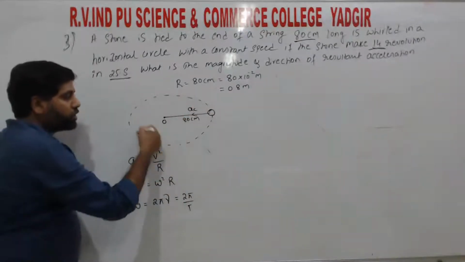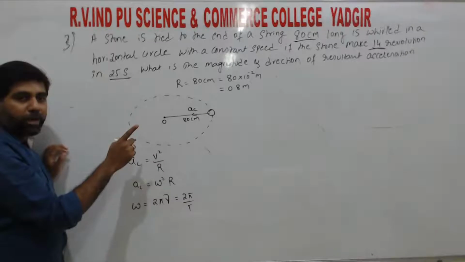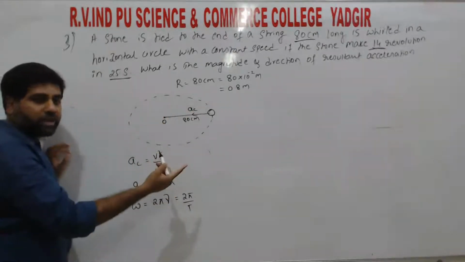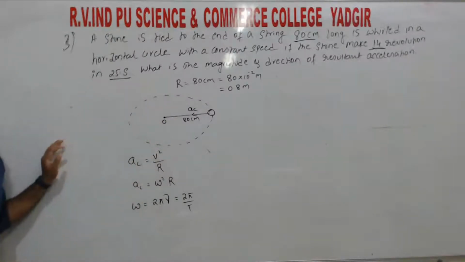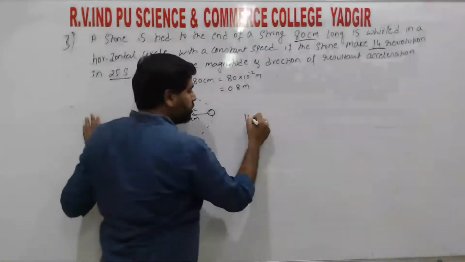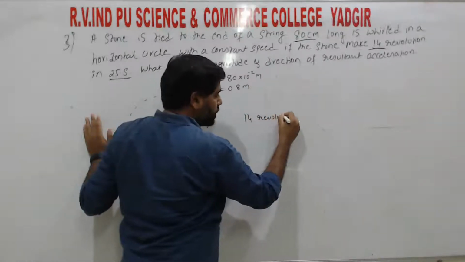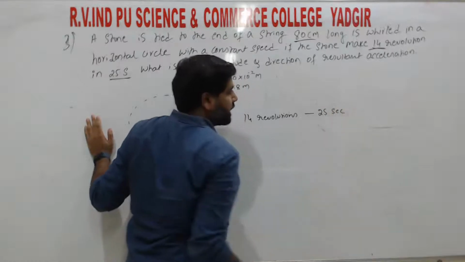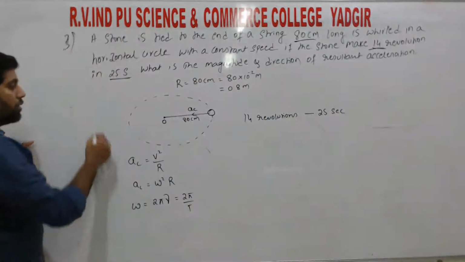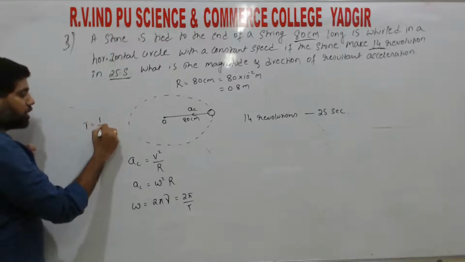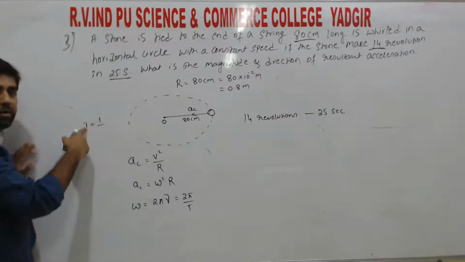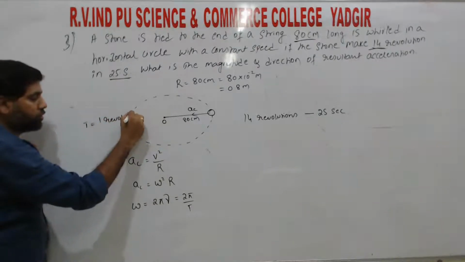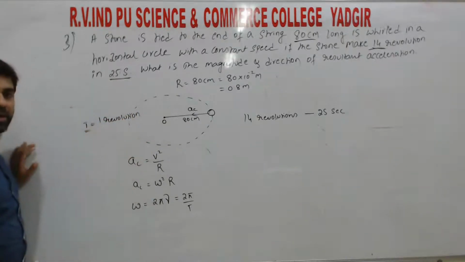One complete rotation, we call that one time period. Frequency is the number of revolutions in 1 second. That one we call the frequency, right? In the given question they mention 14 revolutions in 25 seconds, but the definition is that time period is for one revolution. So the time for one revolution we call the time period, right?